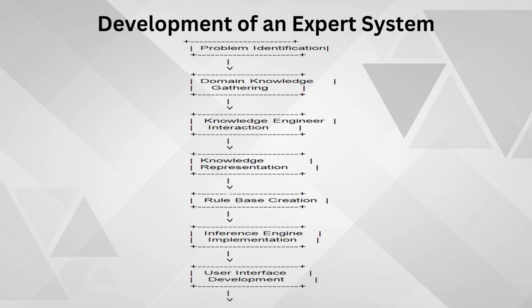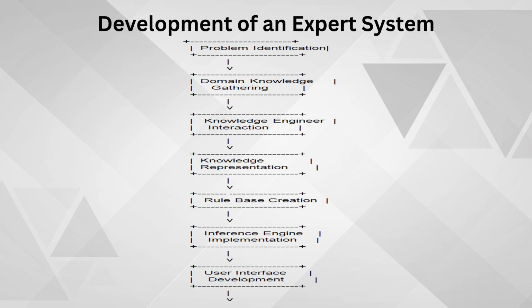The process begins by identifying a specific problem or task within a domain that requires expert knowledge. Domain knowledge gathering. Domain experts are consulted to gather the required knowledge, rules, facts and heuristics related to the problem. Knowledge engineer interaction. Knowledge engineers facilitate the interaction between the human expert and the development process. They translate the expert's knowledge into a suitable format for the expert system.